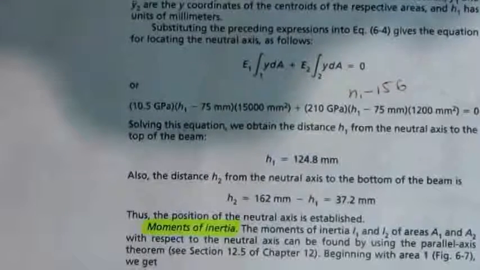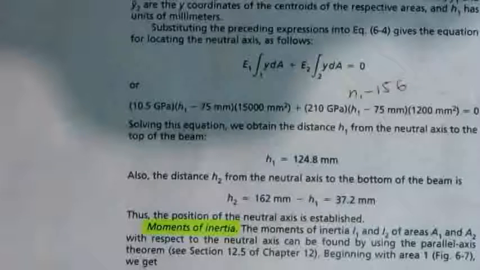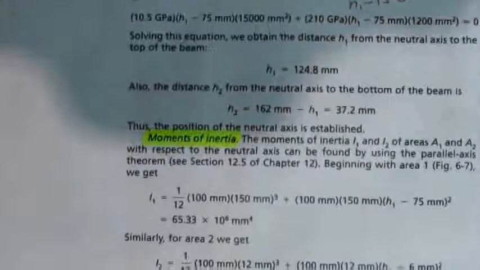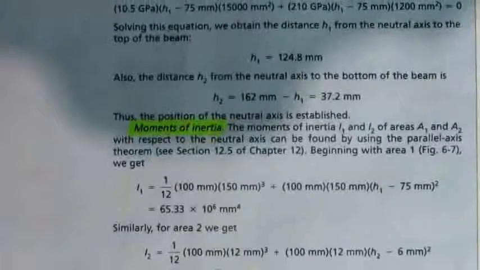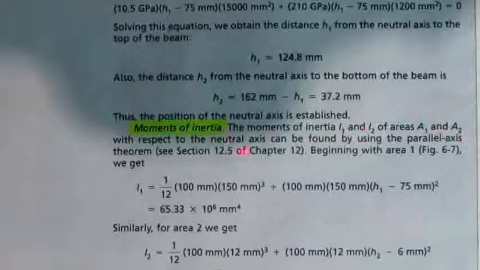The first area, that is area 1 and area 2. And remember why we're doing this. We're going to use the moments of inertia to calculate the maximum and the minimum stresses. Okay, and if you look here, they're saying the moment of inertia is I1 and I2 of area A1 and A2 with respect to the neutral axis can be found by using the parallel axis theorem.